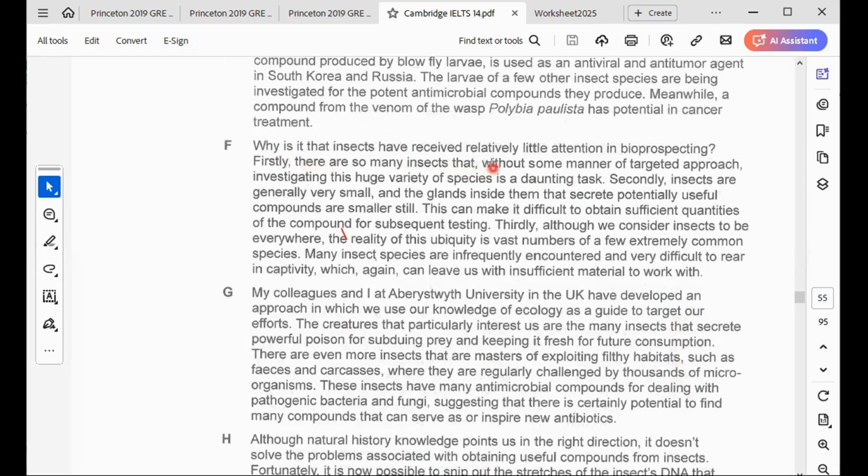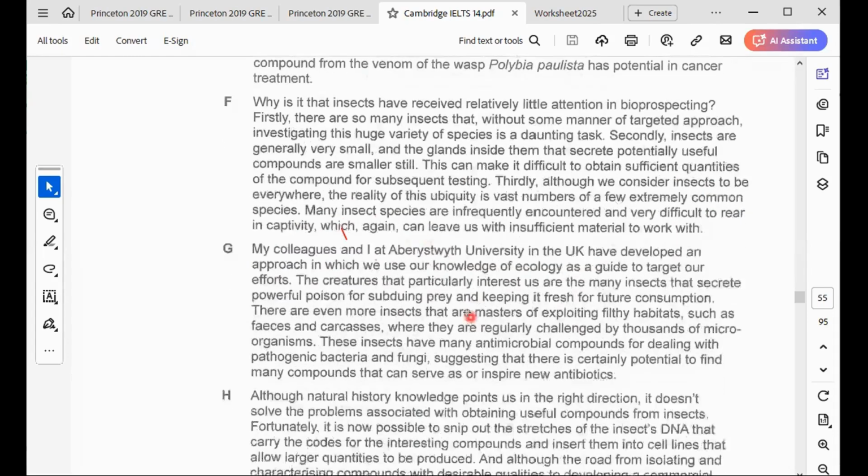Firstly, there are so many insects that without some manner of targeted approach, investigating this variety of species is a daunting task. Secondly, insects are generally very small. This can make it difficult to obtain sufficient quantity of compounds. Thirdly, although we consider insects to be everywhere, the reality of this ubiquity is vast numbers of a few extremely common species. Many insect species are infrequently encountered and very difficult to rear in captivity. Okay.